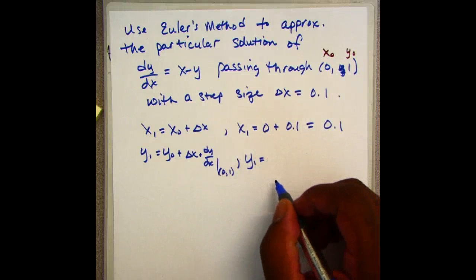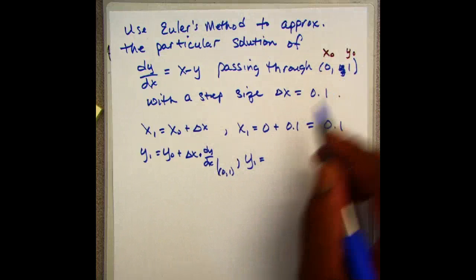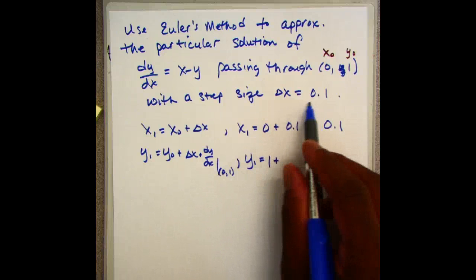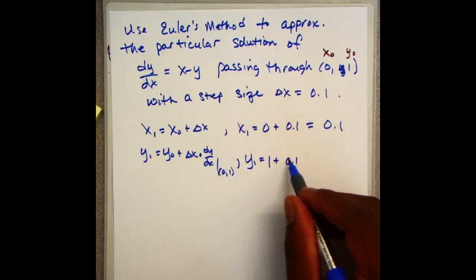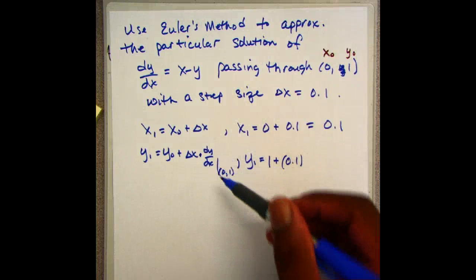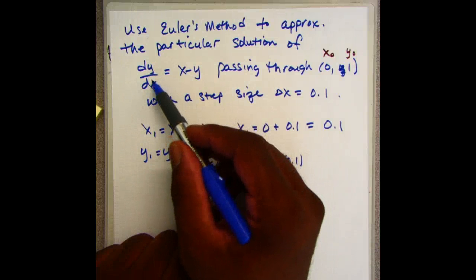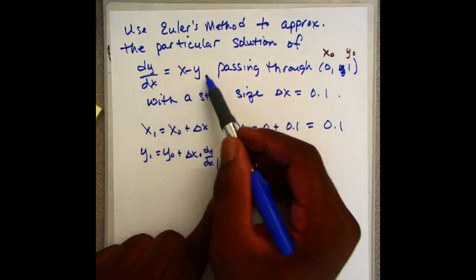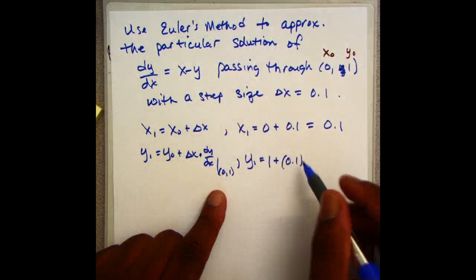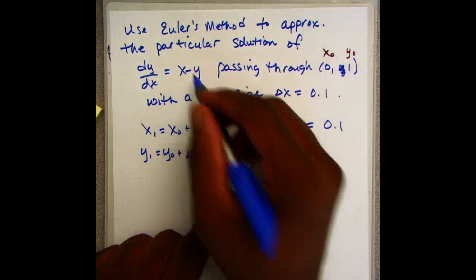Alright, so we have y sub 1. So that's going to be y sub 0. y sub 0 is 1. So that's 1 plus, then delta x, our step size, is 0.1. And that's going to be times dy dx evaluated at 0 and 1. But dy dx is x minus y. So we're evaluating that at 0 and 1, so that's going to be times x is 0 minus, and then your y is 1.